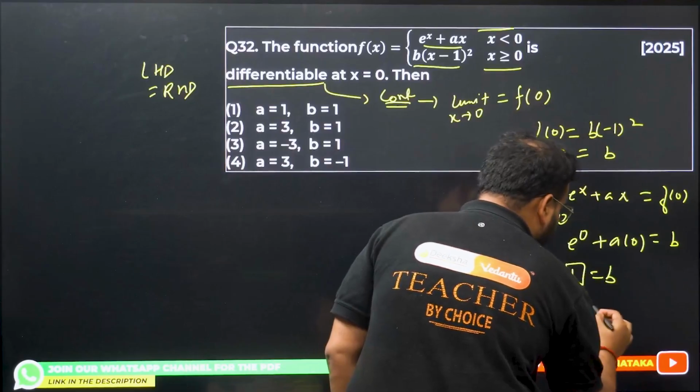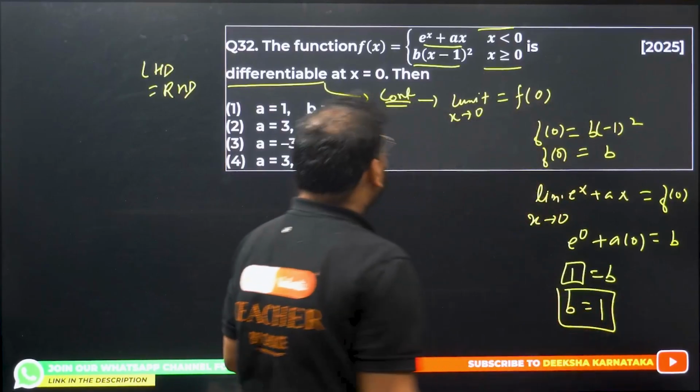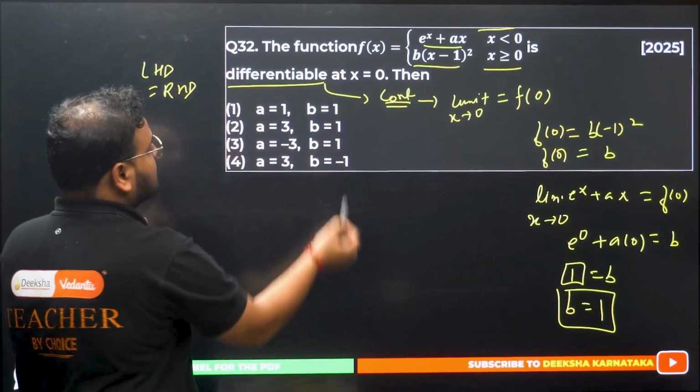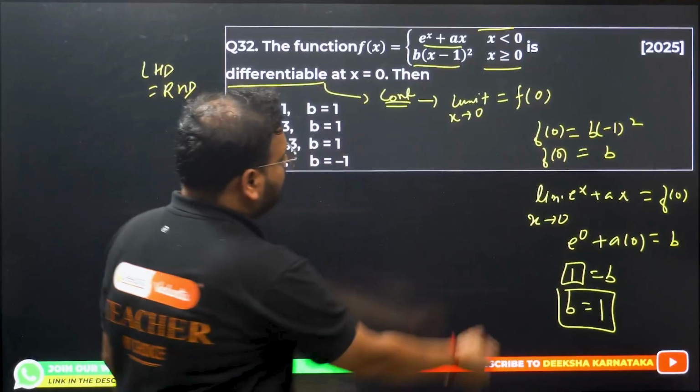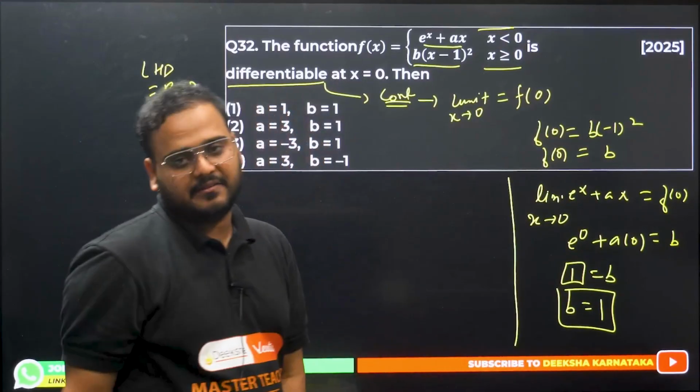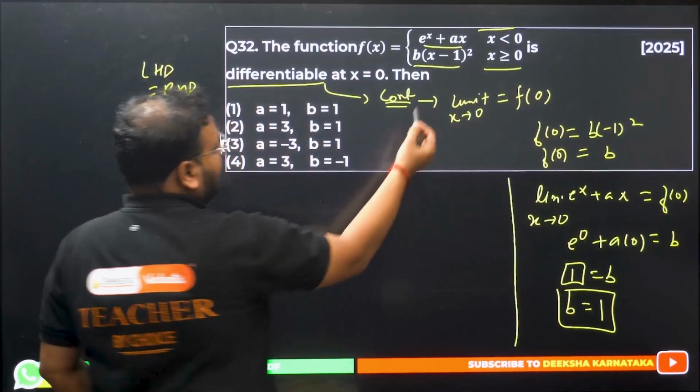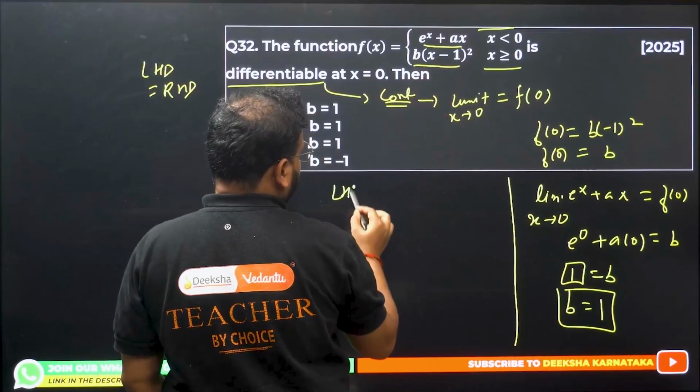It means my value of b is 1. Is this good enough? No, we have three options with b equal to 1. You have to check differentiability also to get the value of a. Differentiability: LHD will come from here.